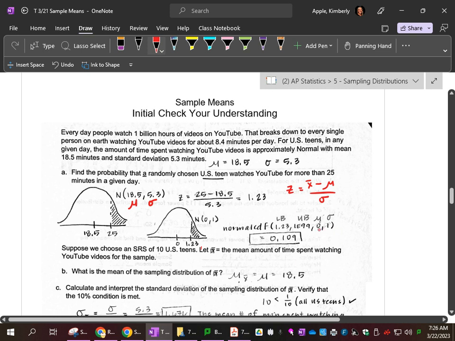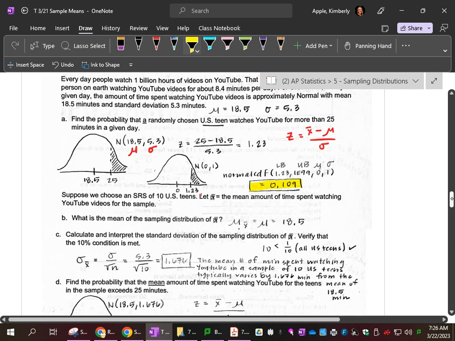1E99. And then the mean of the standardized distribution, if you're using the z-score, should be 0 and standard deviation 1. And that yields the area 0.109. And so that is also the probability that a randomly chosen US teen from our population is going to watch YouTube for more than 25 minutes in a given day.